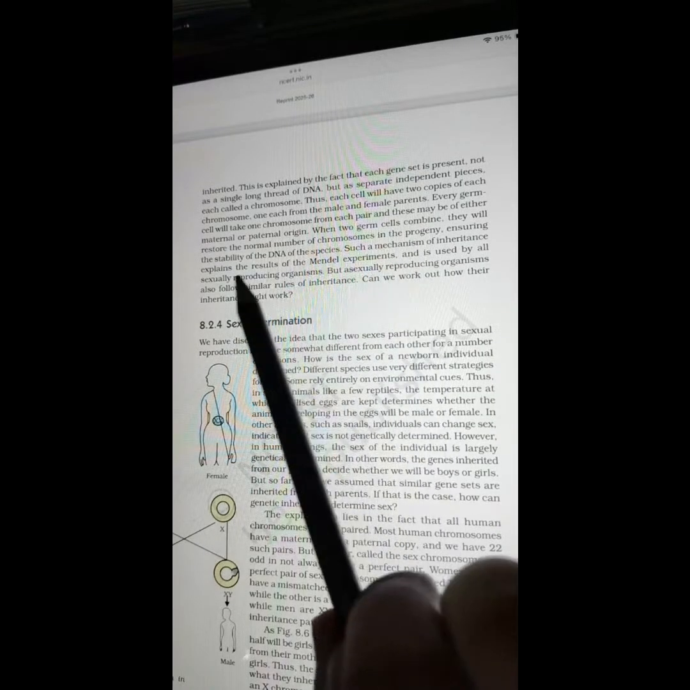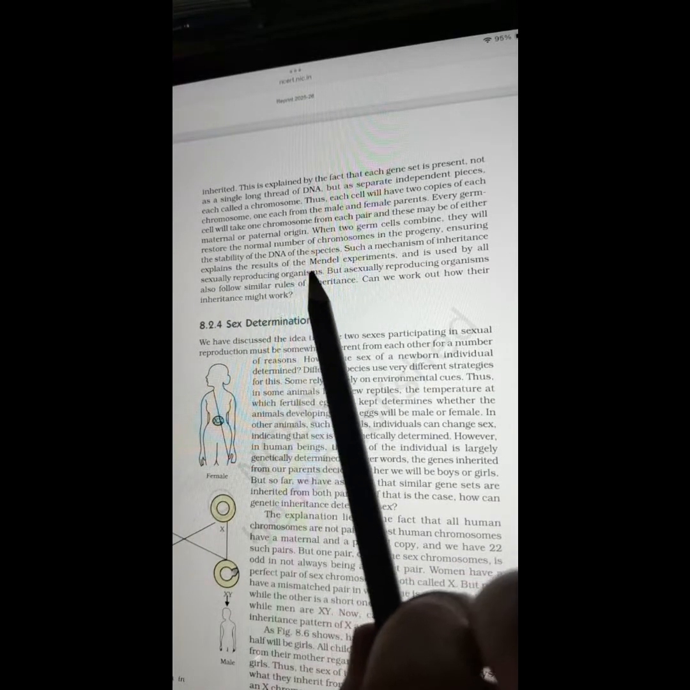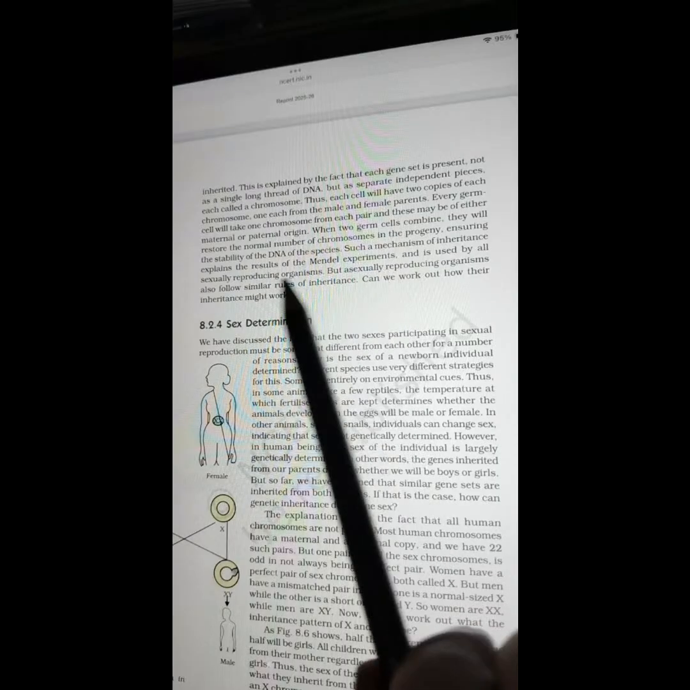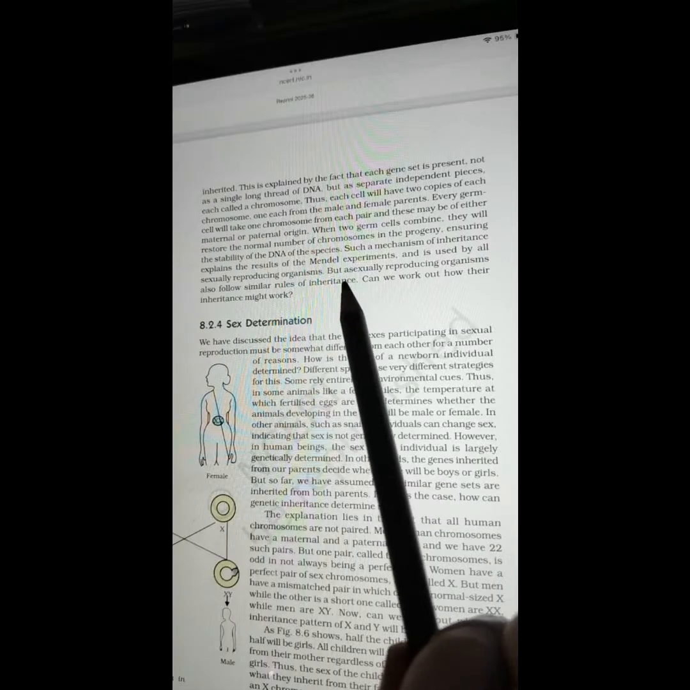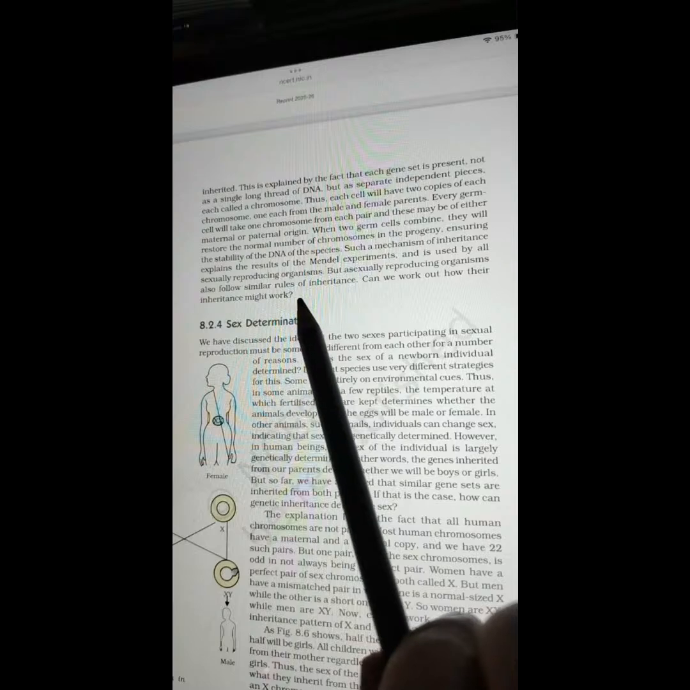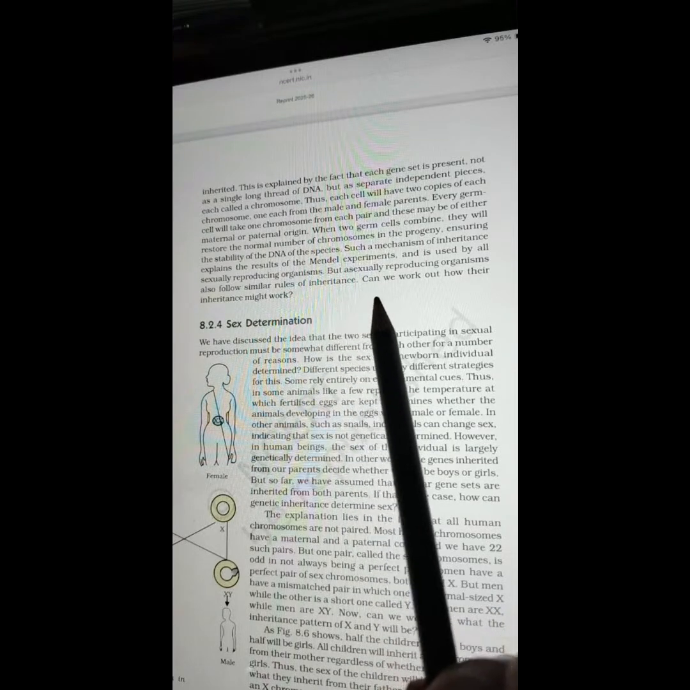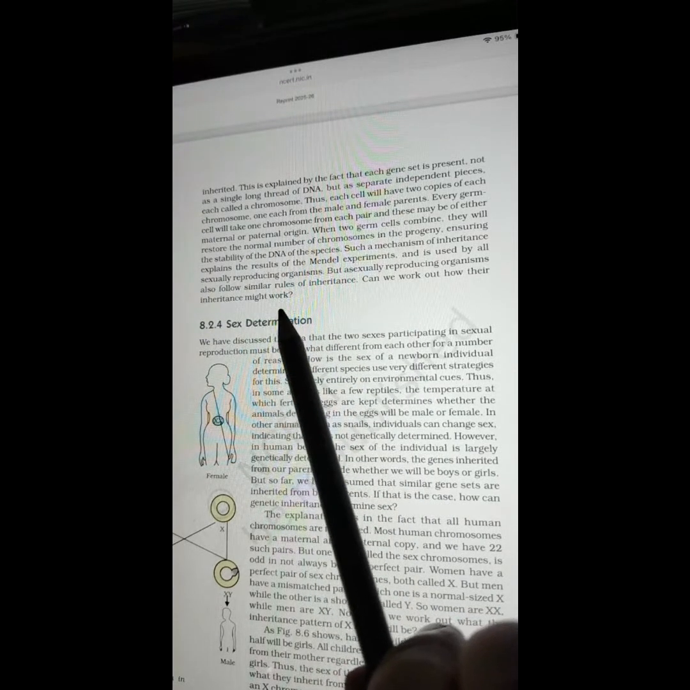Such a mechanism of inheritance explains the results of the Mendel experiments and is used by all sexually reproducing organisms. But asexually reproducing organisms also follow similar rules of inheritance. Can we work out how their inheritance might work?